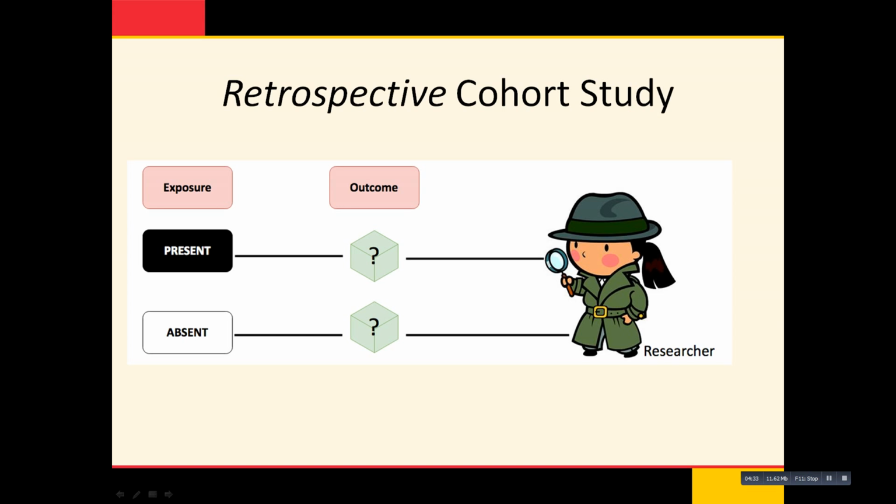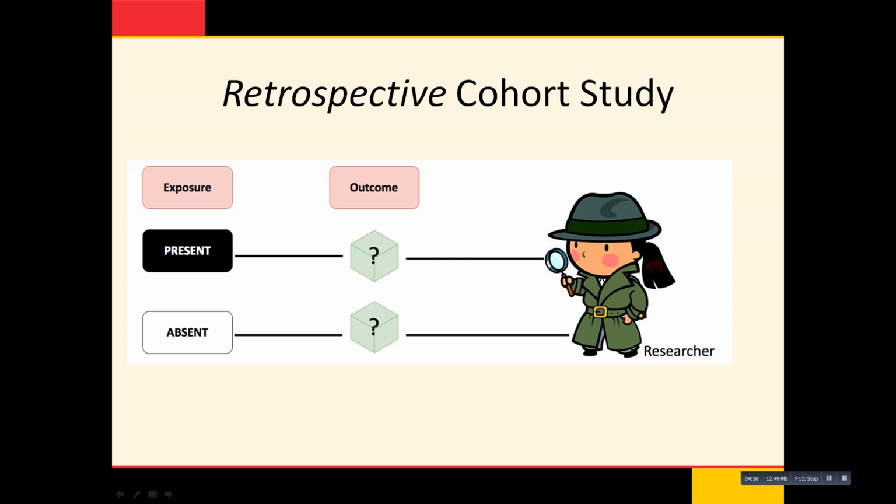Retrospective studies in general tend to be more efficient. They take less time and money than prospective studies. And also, for studies that have a long time from exposure to diagnosis, retrospective studies save years of having to follow patients over time to determine whether the outcome occurs.